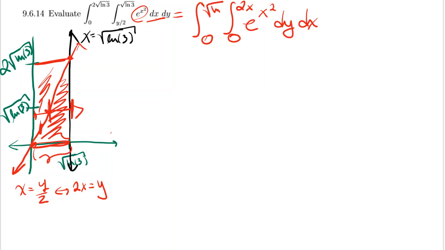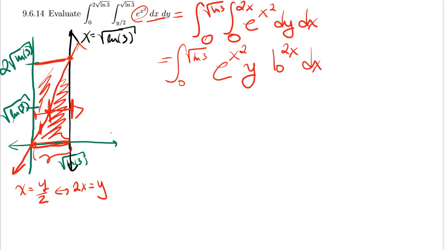Square root natural log of 3. Good times. All right, so here we go. 0 to the square root of the natural log of 3. Add 1 to the power, so e to the x squared y, evaluated from 0 to 2x. What's nice is when this is 0, that'll go away. dx. So when I put in 2x for y, I'll get 2x for y, e to the x squared, oh yeah, dx.